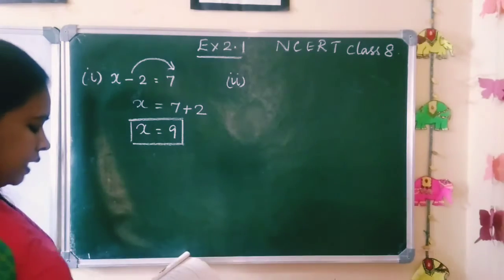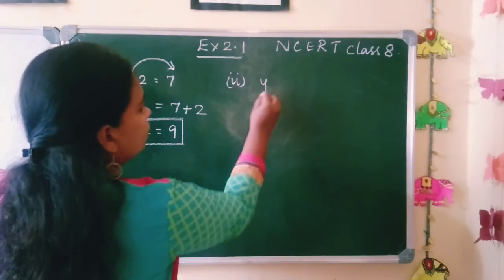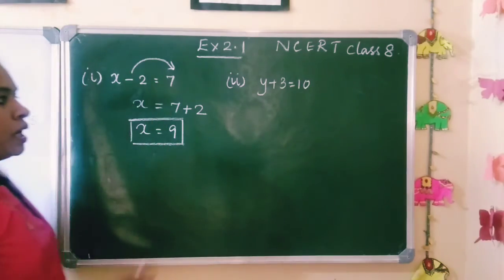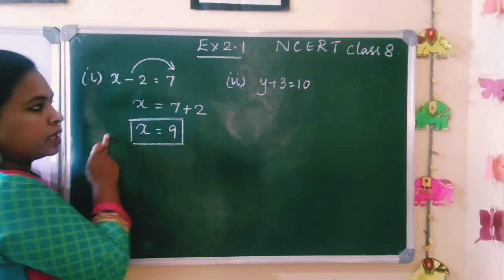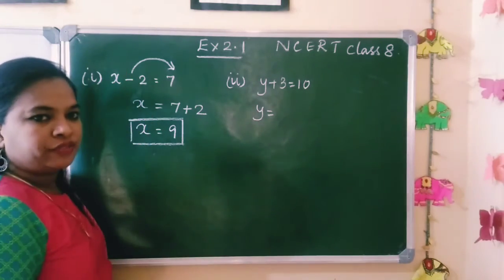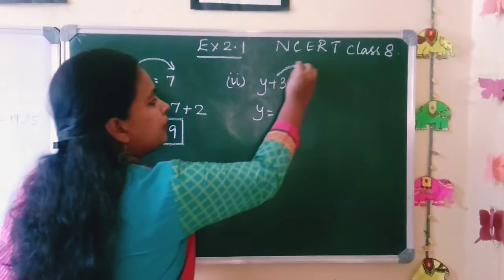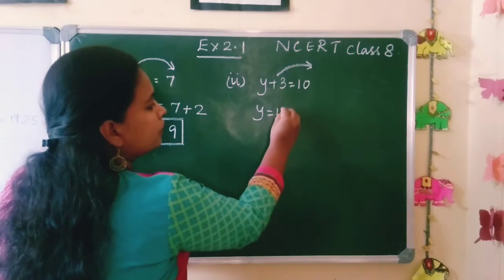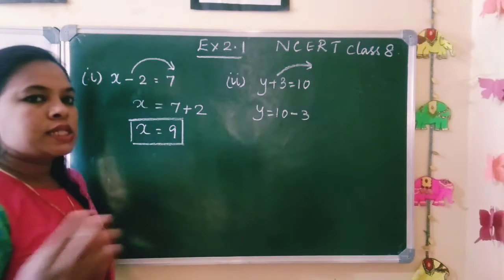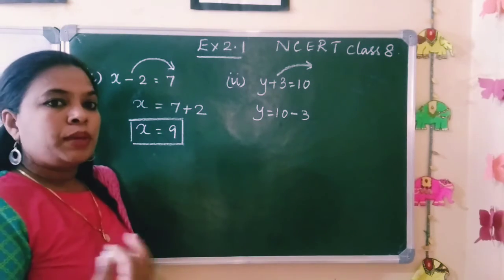The second one is y plus 3 is equal to 10. Same as in the first case, keep y on the left hand side. So send plus 3 to the other side, so it will become minus 3. This 10 remains here. You can just remember it like this.